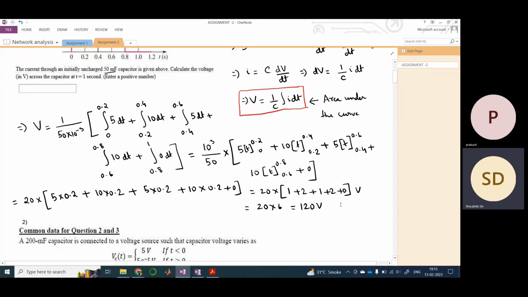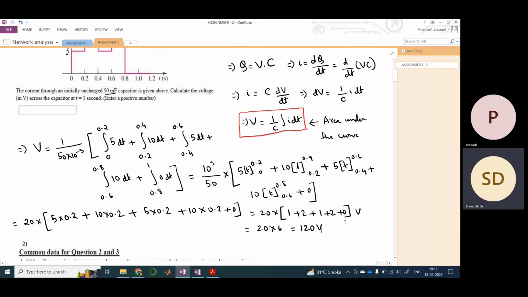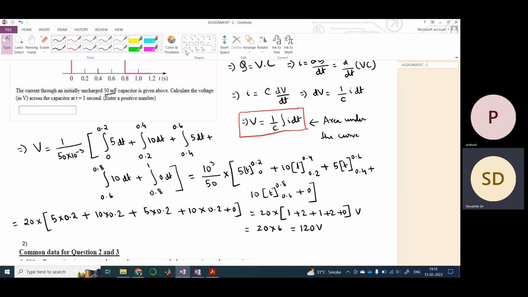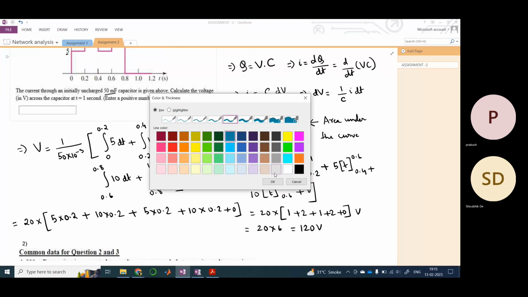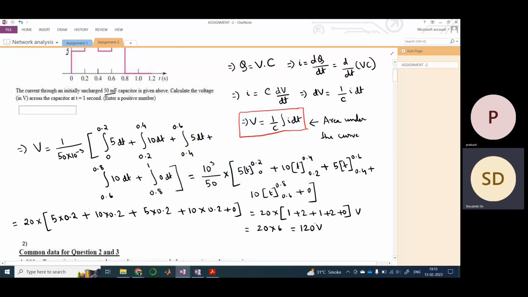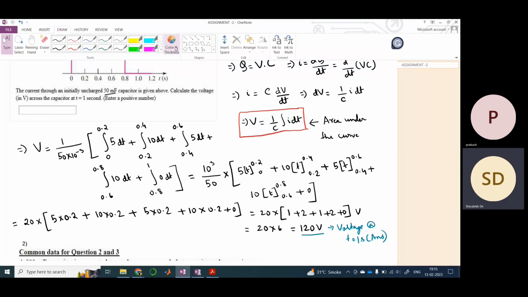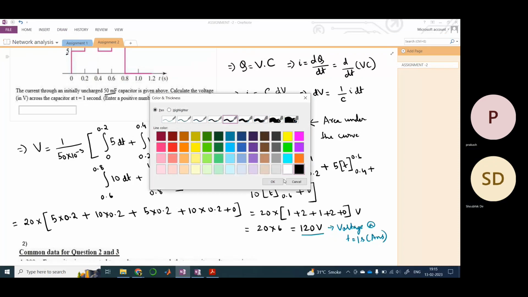So this is the entire process for the question, and let me just highlight that. Yes, this is the answer. This is the voltage at t equals 1 second. So this is my answer. This was how you will be solving it.